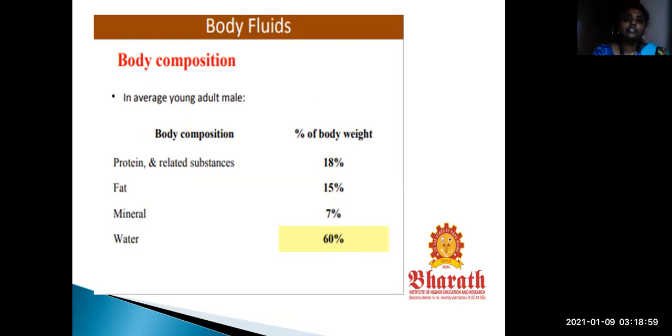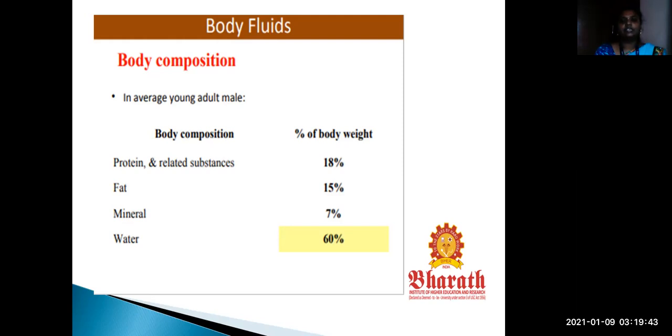Then fats. Fat has to be at a level of around 15%. So in our body, the fat level should be around 15 percent. Then minerals around 7%, and the most important thing is water. Around 60 percent of our body is composed of water. So our body has around 60 percent water, 7 percent mineral, 15 percent fat, and 18 percent protein and other related substances. So this is the correct proportion of our body weight.